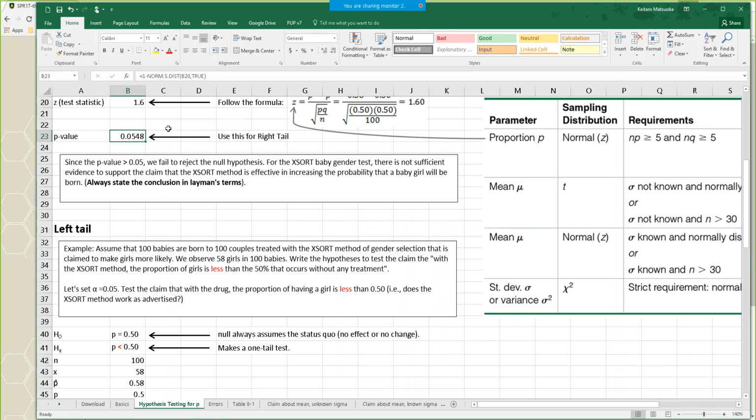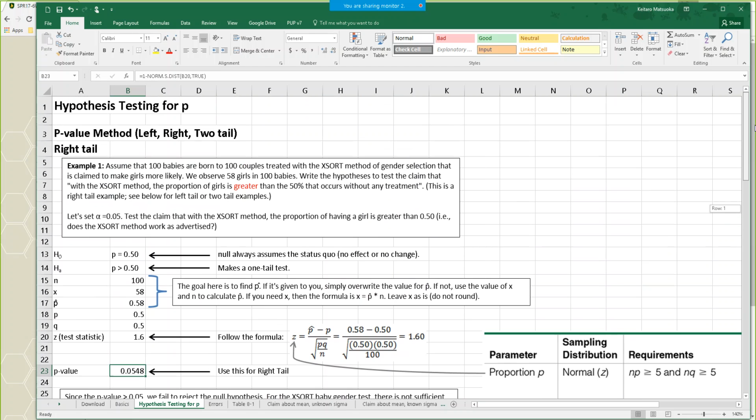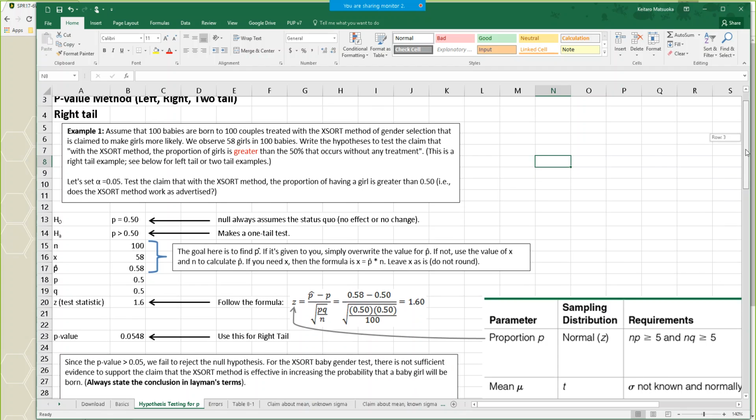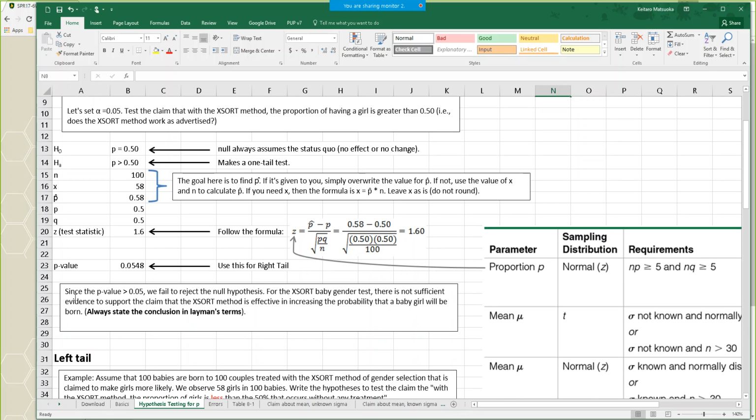So let's look at this p-value, 0.0548. Is that bigger or smaller than alpha, 0.05? Okay, so that's what you have to determine. So in this case, 0.0548 is bigger than 0.05. It's very close, but the p-value is bigger. So following the rule, here's the first step of the conclusion. Since the p-value is greater than 0.05, we fail to reject the null hypothesis. We cannot reject the null hypothesis. Okay, so that's the first part of the conclusion.